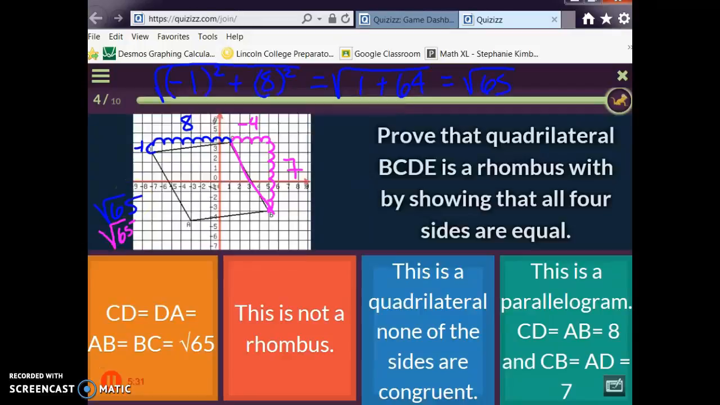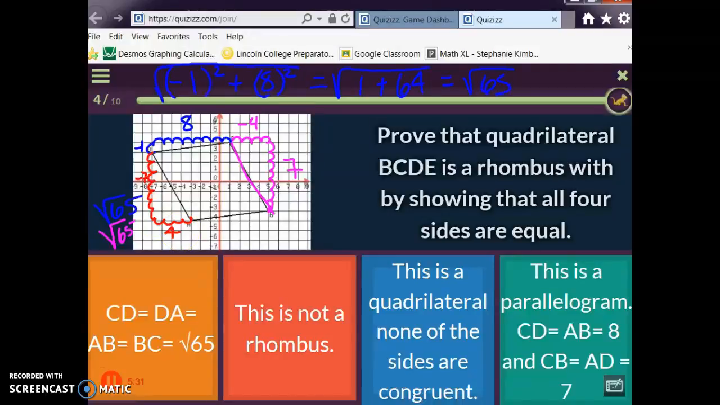That doesn't prove that this is a rhombus yet, unless I can prove that AB is equal to CD and AD is congruent to BC. Let's keep going. 1, 2, 3, 4, 5, 6, 7. That's down 7. 1, 2, 3, 4. And that's right 4. Okay.